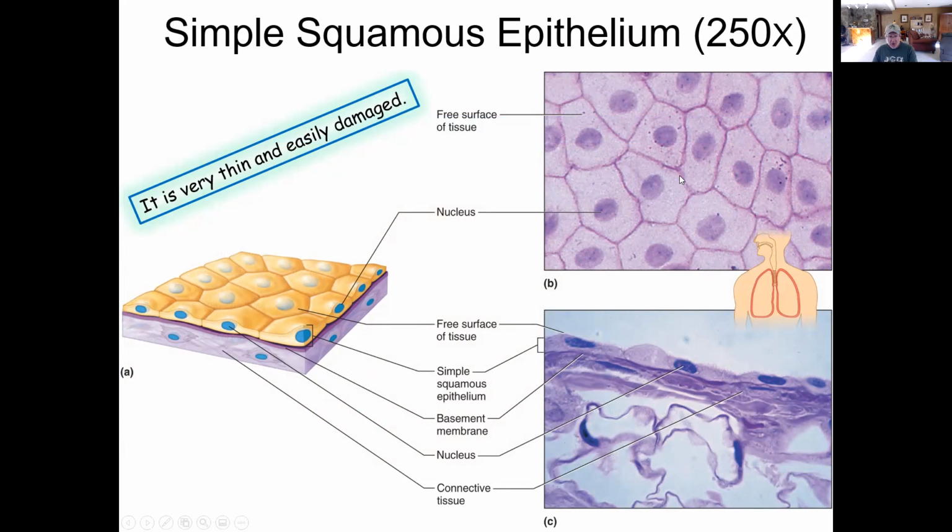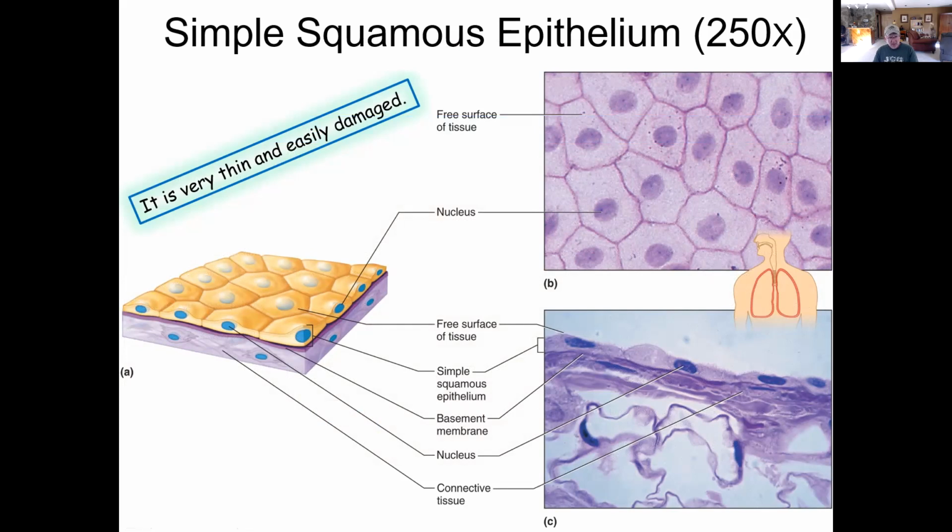We don't so much notice their flattened morphology because we're looking down from above, but we can see their relative size. We can see the cell membranes, of course, very nicely, and we can see the prominent nucleus inside each of those squamous cells. Here's an artist's sketch, of course, of simple squamous, and here's a histologic section of simple squamous. A few things we need to point out.